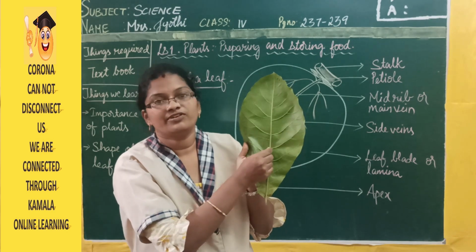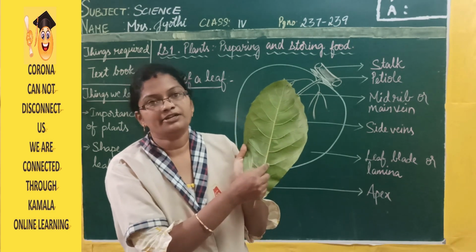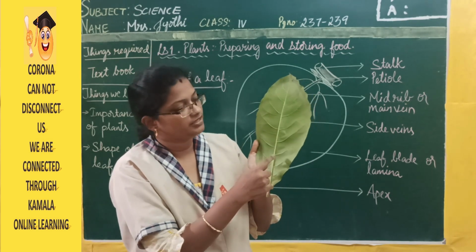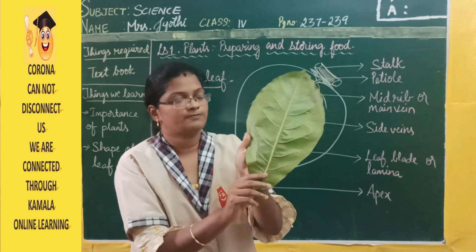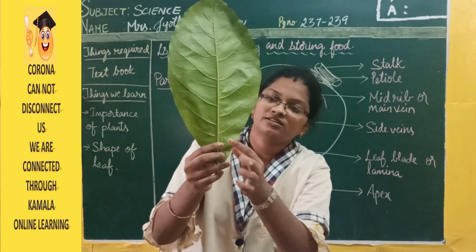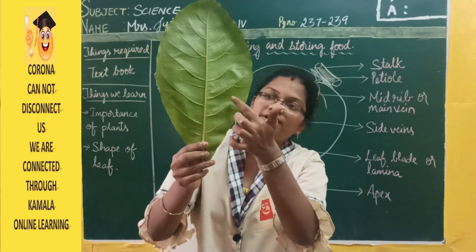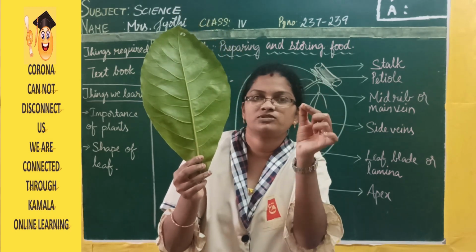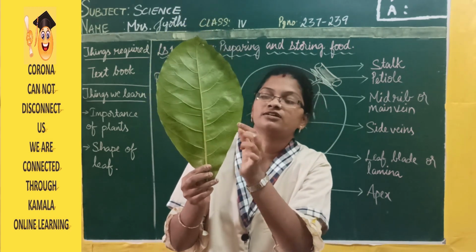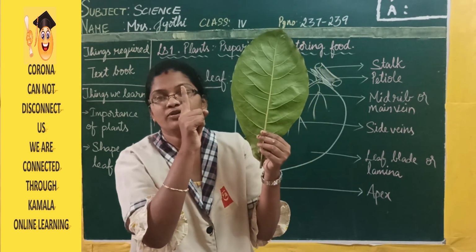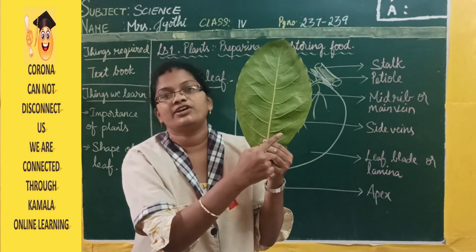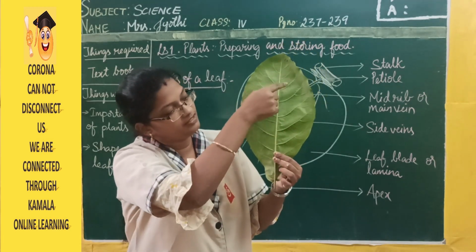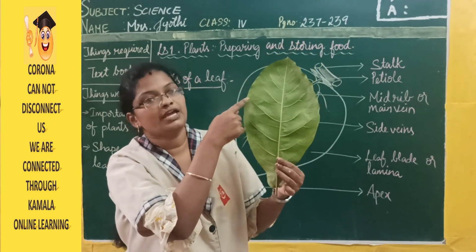Okay, this is the main vein, also called the midrib, and there will be only one. From this main vein, there are many side veins. Can you see? These are all side veins. And from those side veins, again, slightly smaller side veins will be there. The midrib will be only one, whereas side veins will be more. This is the main vein and these are the side veins.